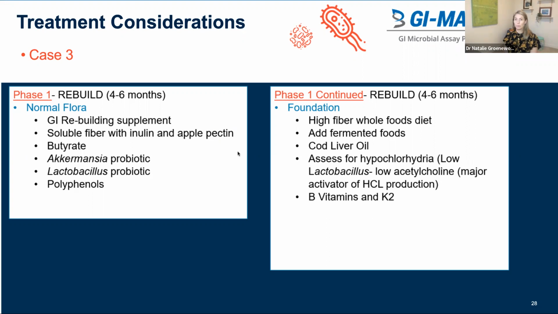So not only do we have to rebuild the normal flora, but we really need to get the foundation strong. The high fiber whole foods diet, add the fermented foods. Cod liver oil. Cod liver oil is great in terms of the omega-3s, which help with healing the intestinal lining, but vitamin A has the ability to enhance antibody responses, especially IgA antibody responses in mucosal tissue. So the vitamin A is really helpful with our mucosal immunity. Cod liver oil contains high levels of vitamin A, and that's often why I suggest it, unless your patient is wanting to get pregnant, then we want to avoid any sort of vitamin A. Assess for the hypochlorhydria, again, that connection between lactobacillus being able to produce acetylcholine, a major activator of HCl production. And then some B vitamins and K2, because we have that deficiency in the bacteria that produce the B vitamins and the K2. So this is our deficient patient. This is the treatment plan that I did with her.